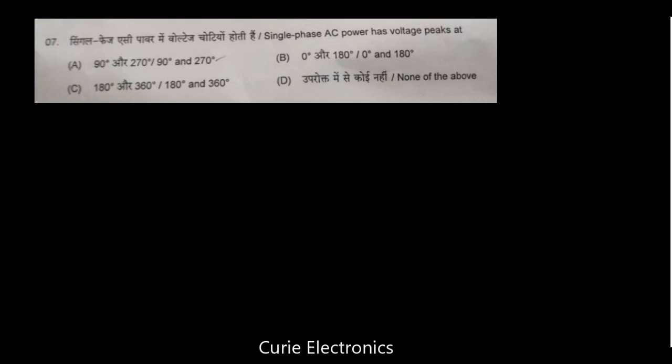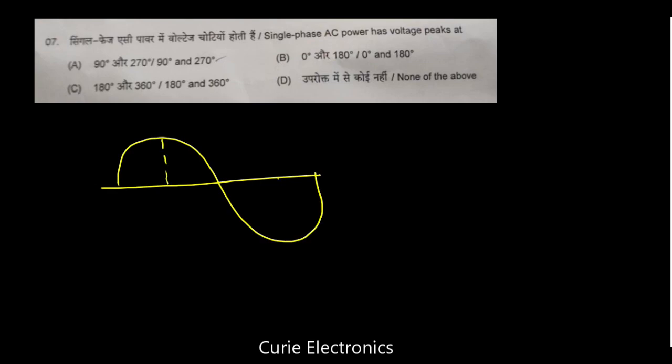Single phase AC power has voltage peak at. Single phase AC power means just like a sine wave. So where is the peak, here and here for a full cycle. This is 90 degree. And here it is pi, that is 180 degree. And after that we have to add 90 with 180 degree. 180 plus 90, 270 degree. That means answer is option A, between 90 degree and 270 degree.